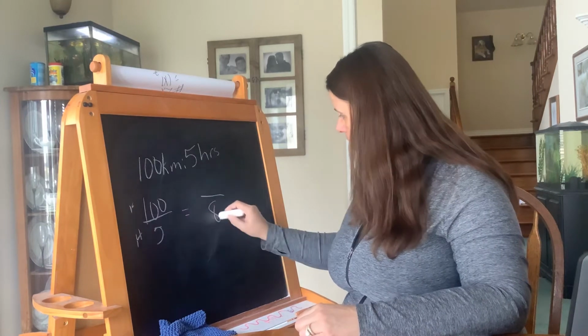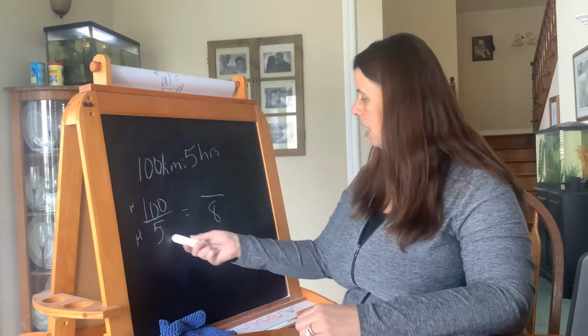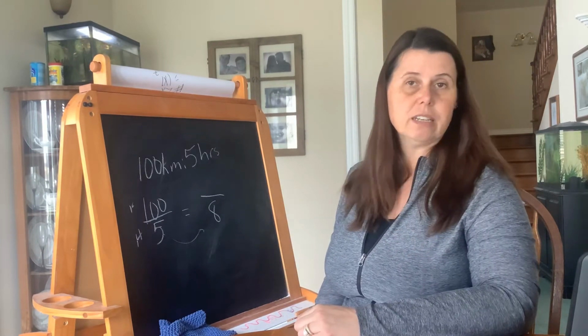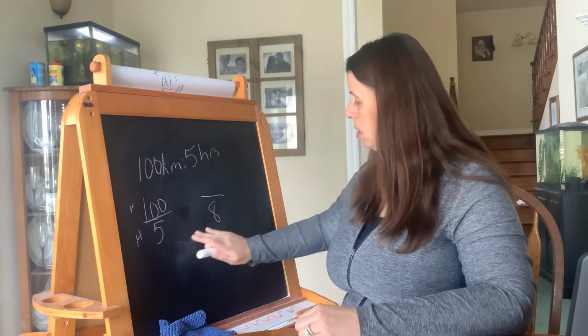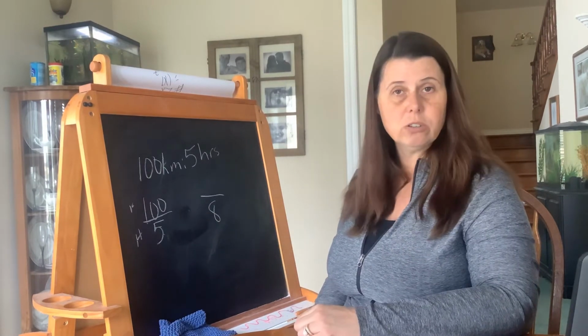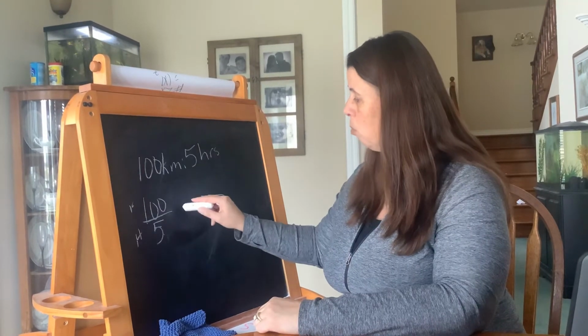Remember, my hours have to stay on the bottom. If they started on the bottom, they got to stay on the bottom. Can I go easily from 5 to 8? No, I cannot. So we're going to have to put a step in the middle here. We have to go down to the single unit, right? So we need to get this to 1.